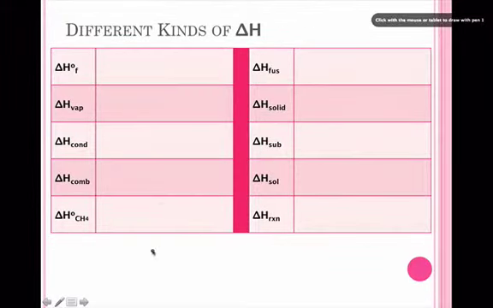Okay, the very last slide here is a table. And on this table, we have all sorts of delta H's that you can run across. And I want to quickly talk about what all these delta H's mean. So we're going to go through them. The first one we just finished talking about. It's the standard heat of formation.